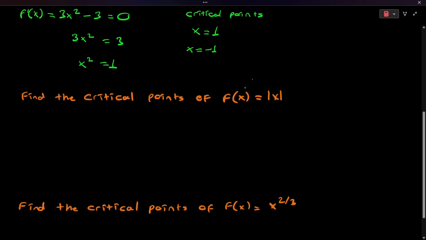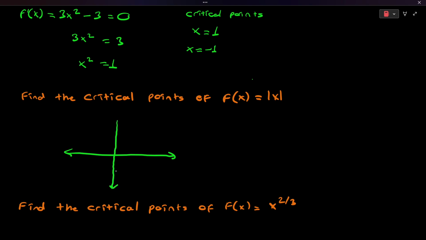Find the critical points of f of x is equal to absolute value of x. I want to see the graph of this function. This is a really famous function, so we should all know what this function looks like. It has a sharp turn at 0, right? Like this. So we will say the critical point is x is equal to 0.